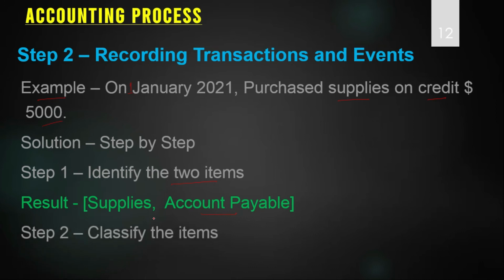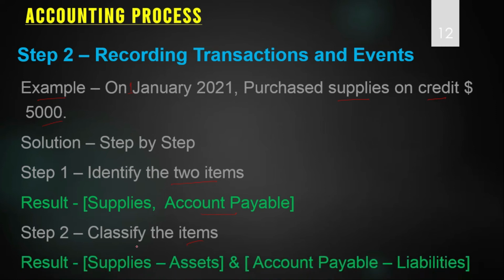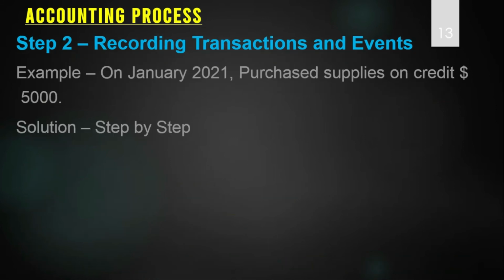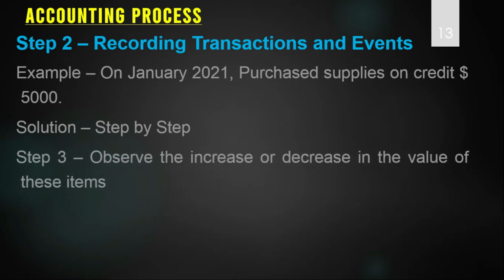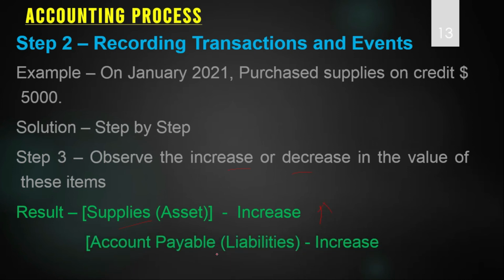The second step is to classify the items as an asset or as a liability or as equity. So supplies is classified as an asset, accounts payable is classified as a liability. Now come to the third step. Identify the increase or decrease. If you are purchasing supplies, your supply will increase. And accounts payable, your liability is also increasing because you are not paying now, you will pay in future.